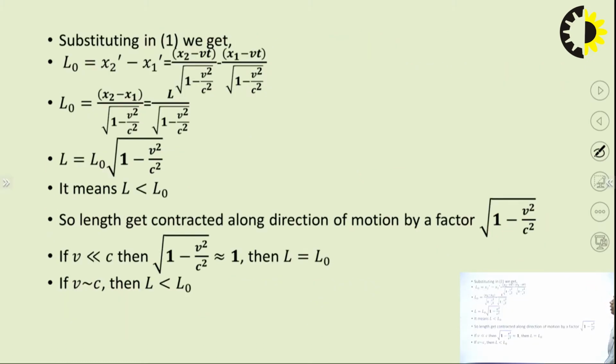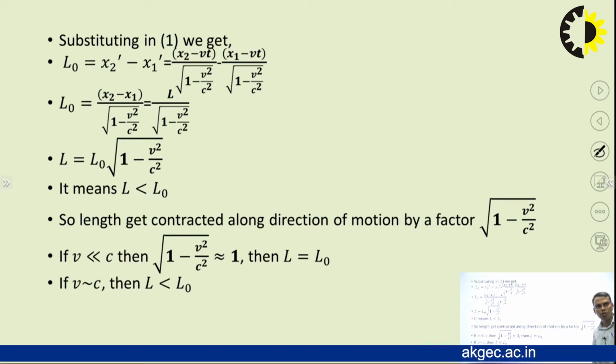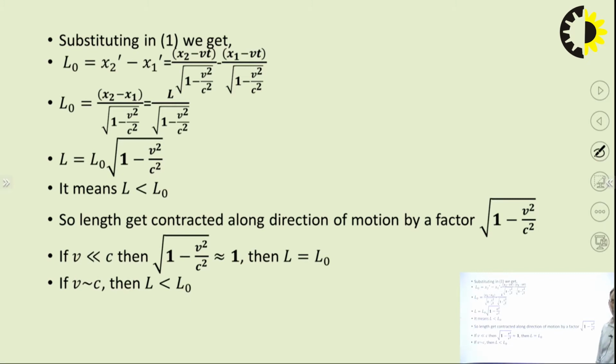So, if we substitute these two equations in equation 1, L0 is equal to x2 prime minus x1 prime, so x2 minus Vt minus x1 minus Vt. So, we get L0 is equal to x2 minus x1, which is L. So, L0 is equal to L divided by under root 1 minus V square by C square, or L is equal to L naught multiplied by under root 1 minus V square by C square.